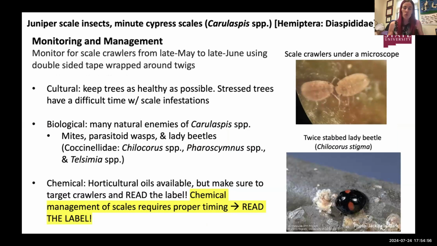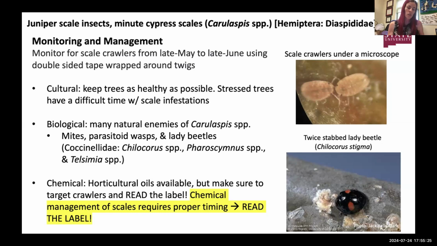So what you can do to see if you have them, if you're concerned, you can use double-sided tape around twigs and assess it that way. Basically, they almost look like mites. They're very teeny tiny insects that crawl, and they're yellowish, whitish in color, but they crawl. And this is the stage that insecticides are targeting, right? You can't target adult scales with insecticides because of their protective coverings.